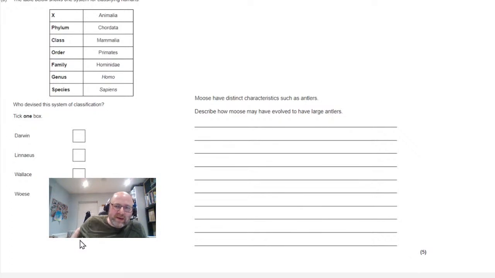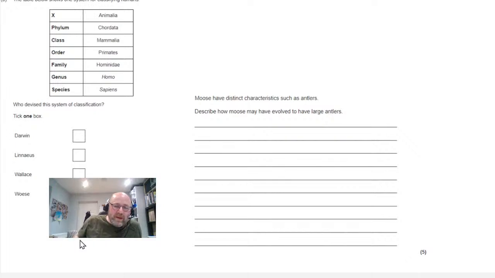Wallace and Darwin both came up with theories to explain evolution. Right, here we go, guys. Moose have distinct characteristics such as antlers. I went over this one a bit earlier in the live. Describe how moose may have evolved to have large antlers. Yeah, animalia or plantae, so you might want to say animalia as it's up there for X. That's the kingdom.